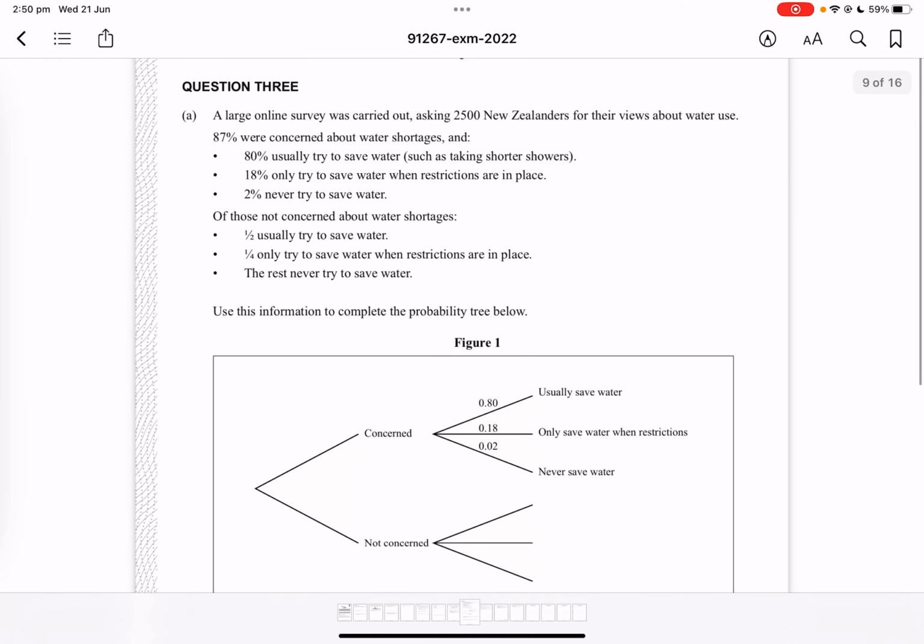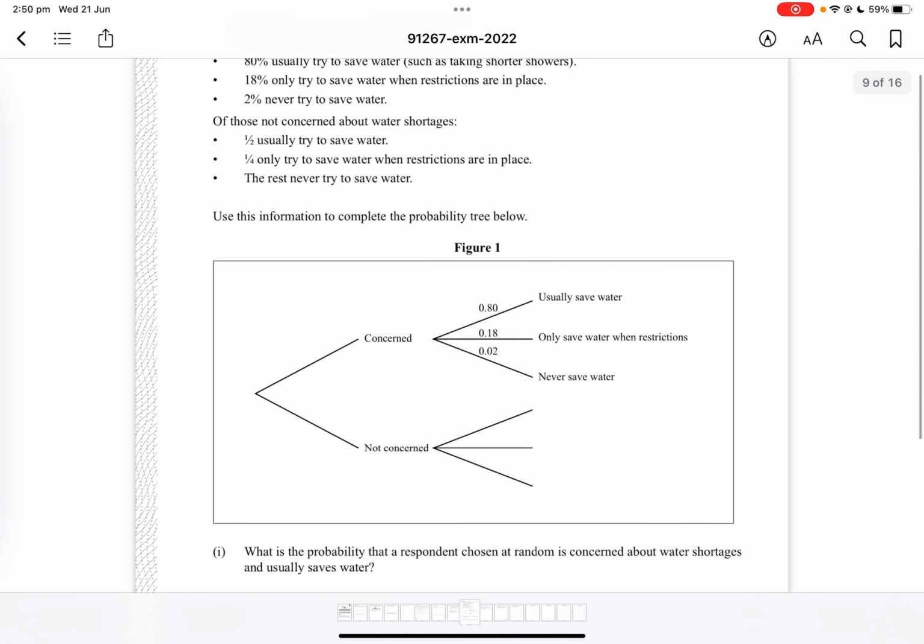Alright, so question 3, lucky last. A large online survey was carried out asking 2,500 New Zealanders for their views about water use. 87% were concerned about water shortages, and 80% usually try to save water. 18% only try to save water when the restrictions are in place. 2% never try to save water. Of those not concerned about water shortages, about half usually try to save water, a quarter try to save water when restrictions are in place, and the rest never try to save water. So use this information to complete the probability tree below.